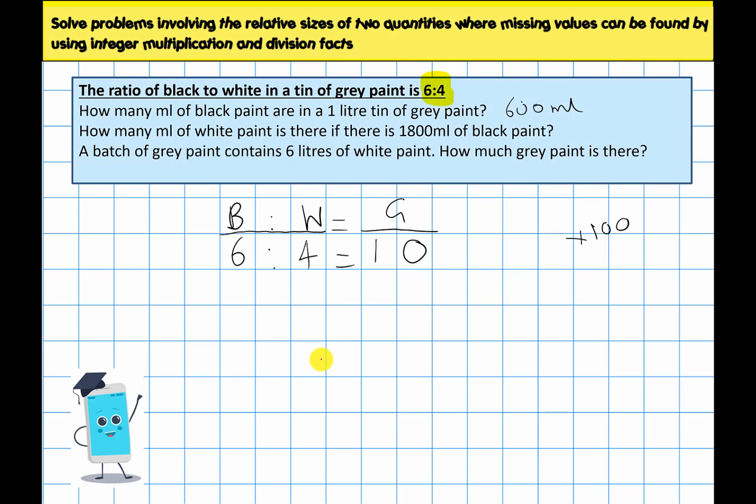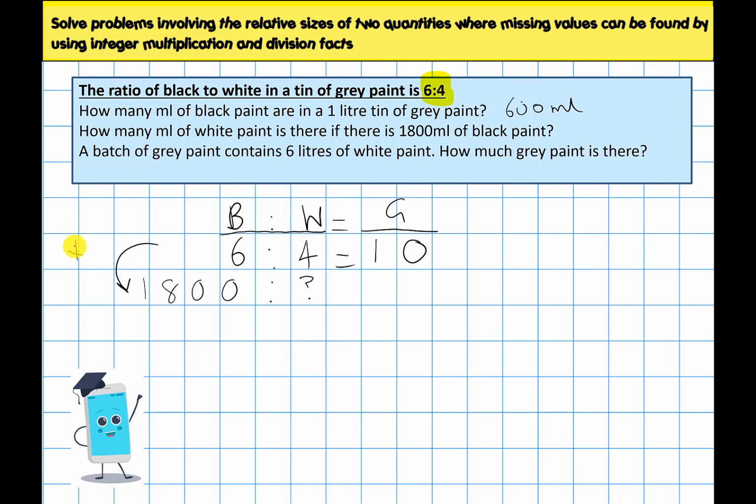I'm going to leave my ratio like this because this is my main bit of information. How many litres of white paint is there? So I put a question mark there. If there are 1800 millilitres of black paint, how many litres of white is there? Okay, well I have two things. If I have something top and bottom, then I can compare them. So I need to think about my scale factor.